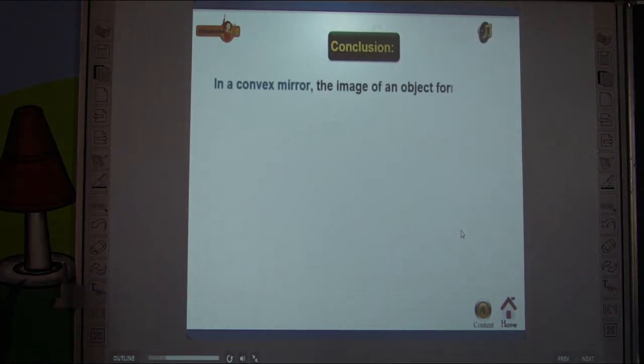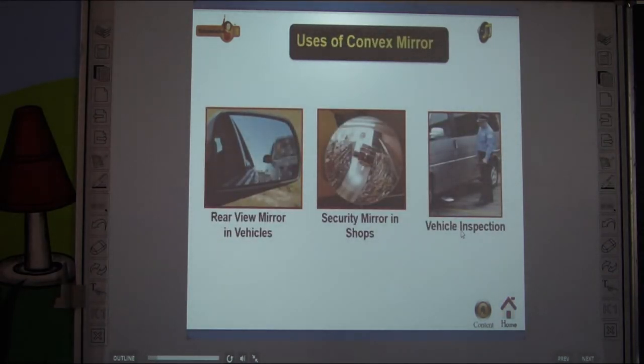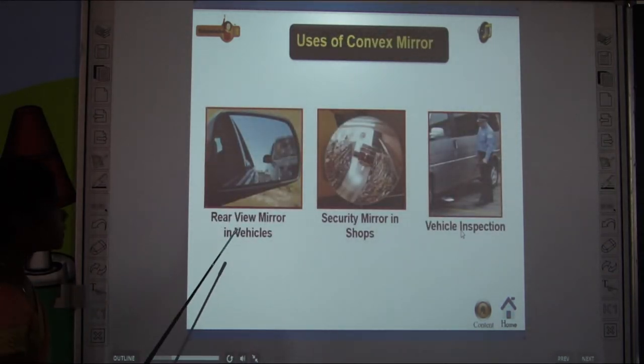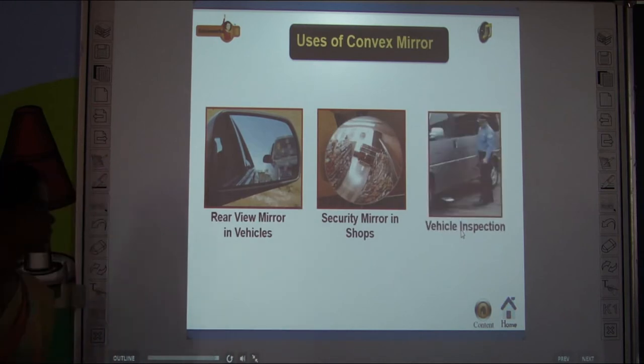So what is the conclusion? In a convex mirror, the image of an object is virtual, diminished and erect. We can get the straight image, so it is known as a virtual image. Convex mirror always forms a virtual image. And what are the uses of convex mirror? It is used as a rear view mirror in vehicles, security mirror in shops and for vehicle inspection.